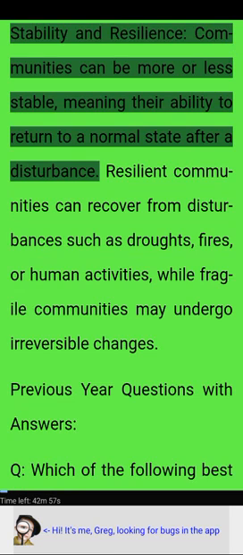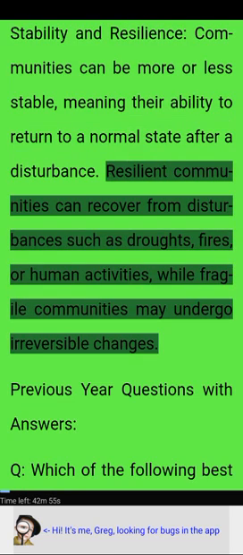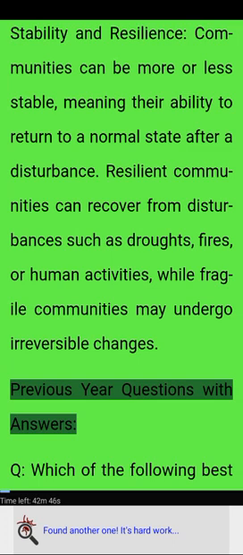Stability and resilience, communities can be more or less stable, meaning their ability to return to a normal state after a disturbance. Resilient communities can recover from disturbances such as droughts, fires, or human activities, while fragile communities may undergo irreversible changes. Previous year questions with answers.